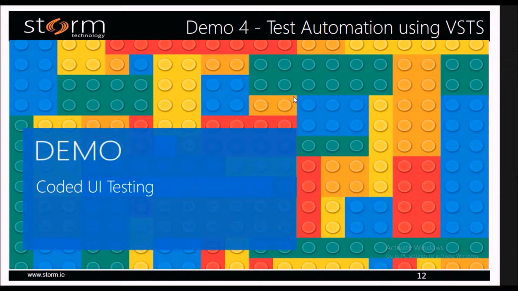This is a demo on coded UI testing using Visual Studio Team Services. So before we get started, what exactly are coded UI tests? Well, they are automated tests that drive your application through its user interface. These tests include functional testing of the UI controls. They let you verify that the whole application, including its user interface, is working correctly.